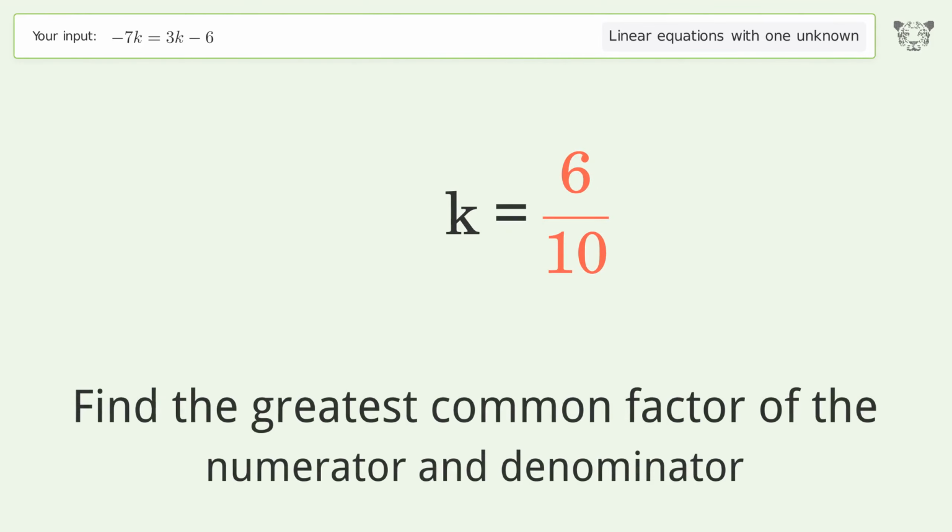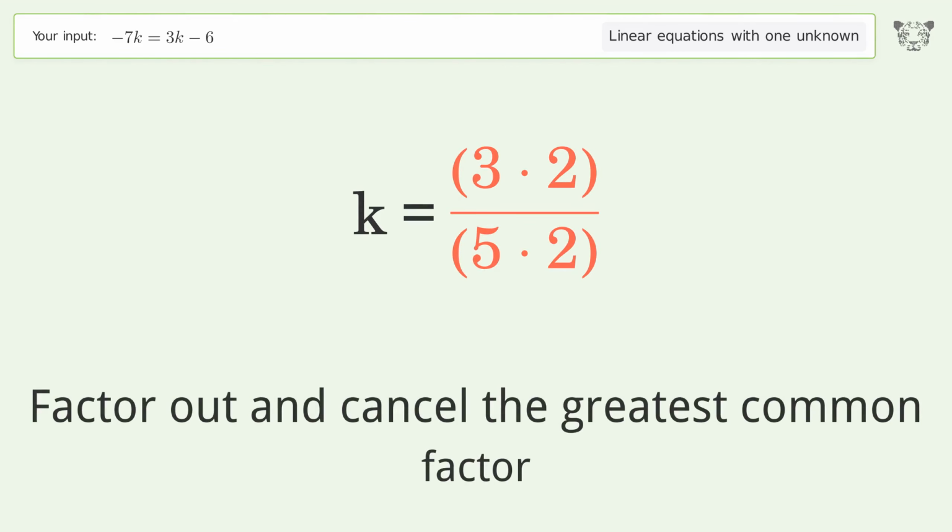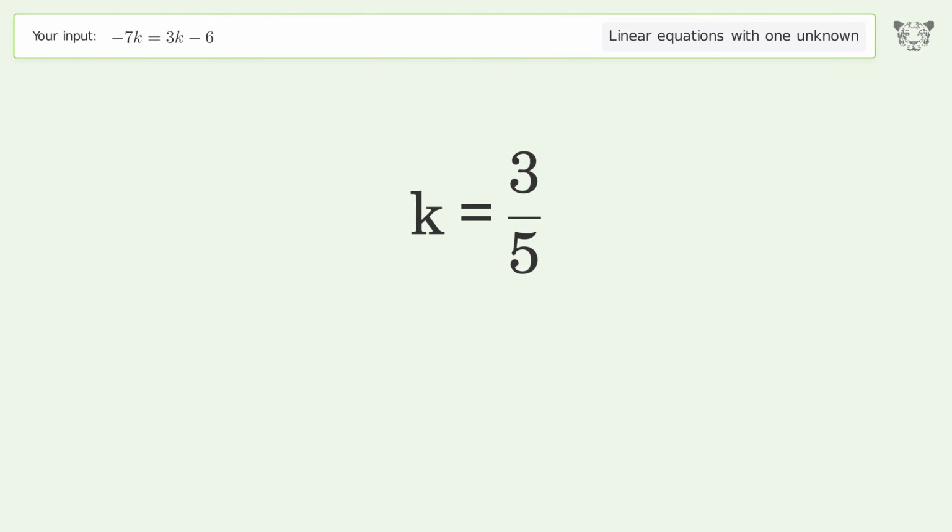Find the greatest common factor of the numerator and denominator. Factor out and cancel the greatest common factor. And so the final result is k equals 3 over 5.